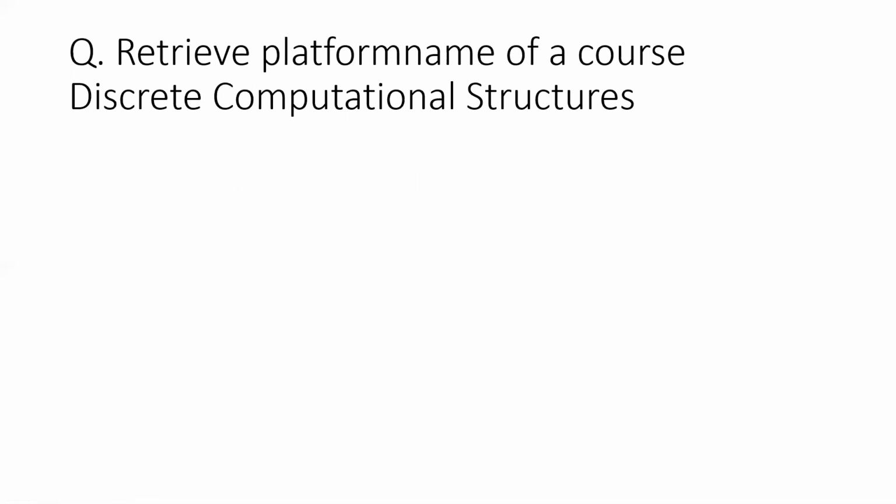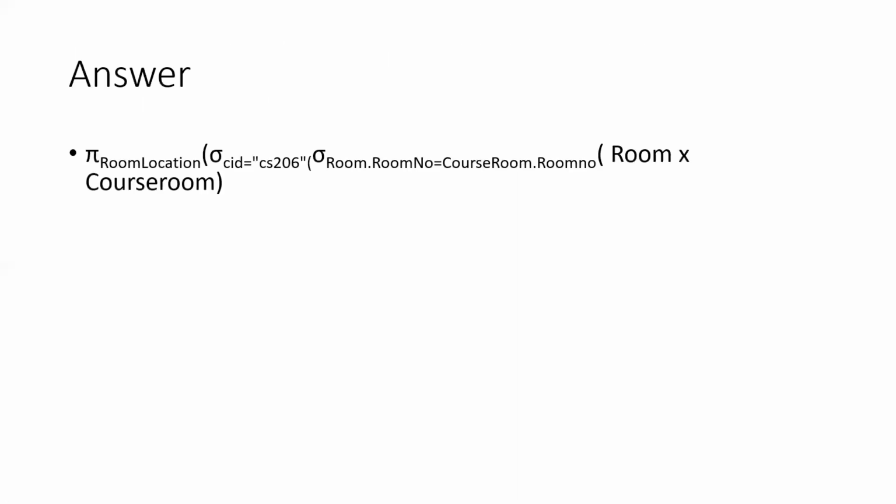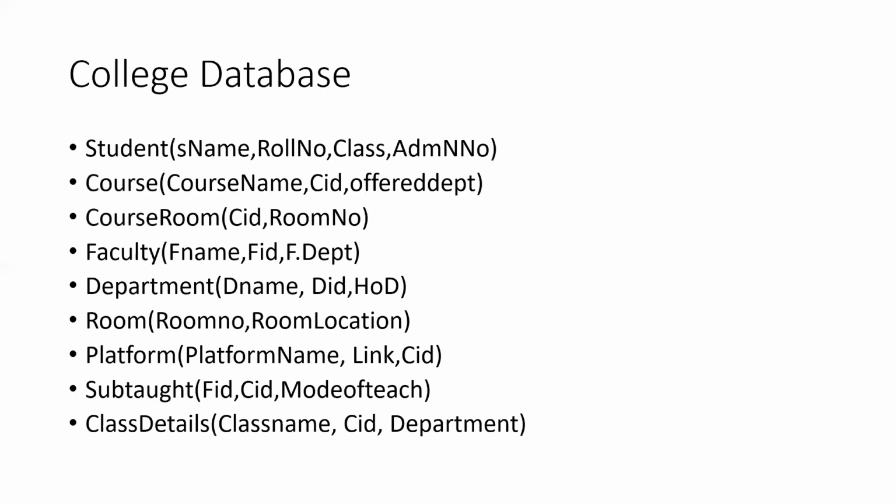Next question: retrieve the platform name of the course Discrete Computational Structures. Platform name, we need to answer the platform name of a course. In which relation is it? Platform relation. Platform name is there, with platform name, link and CID. Course ID is present but not course name.